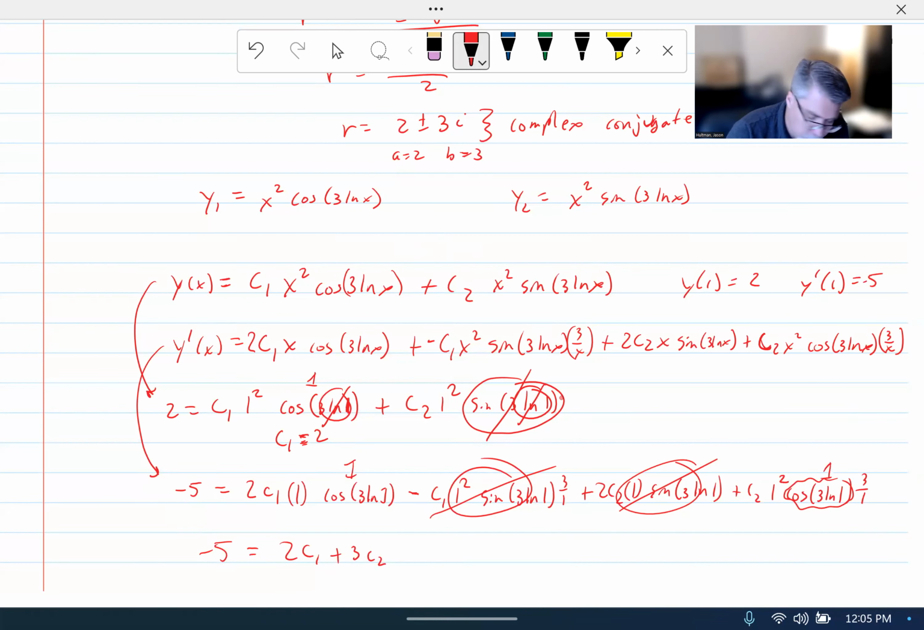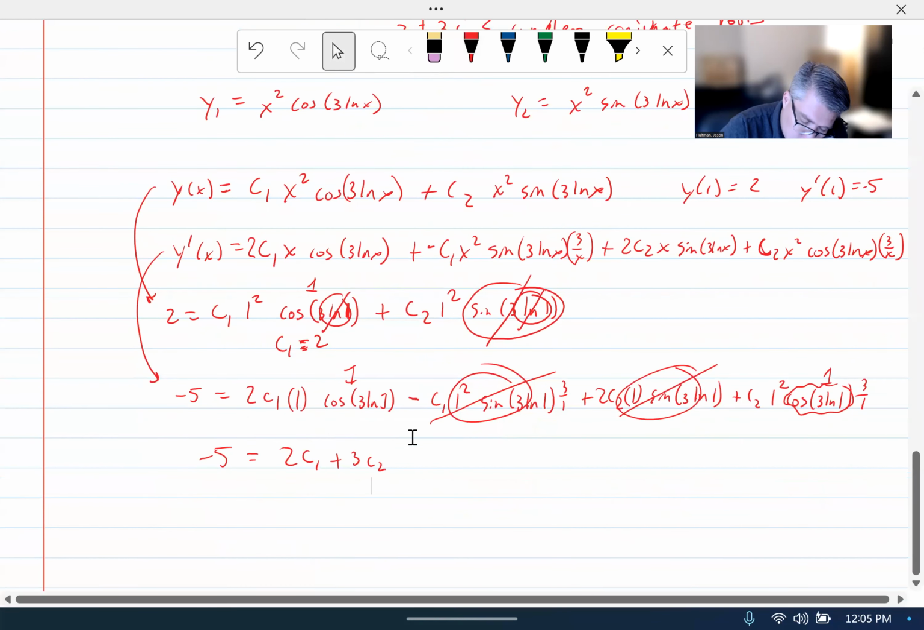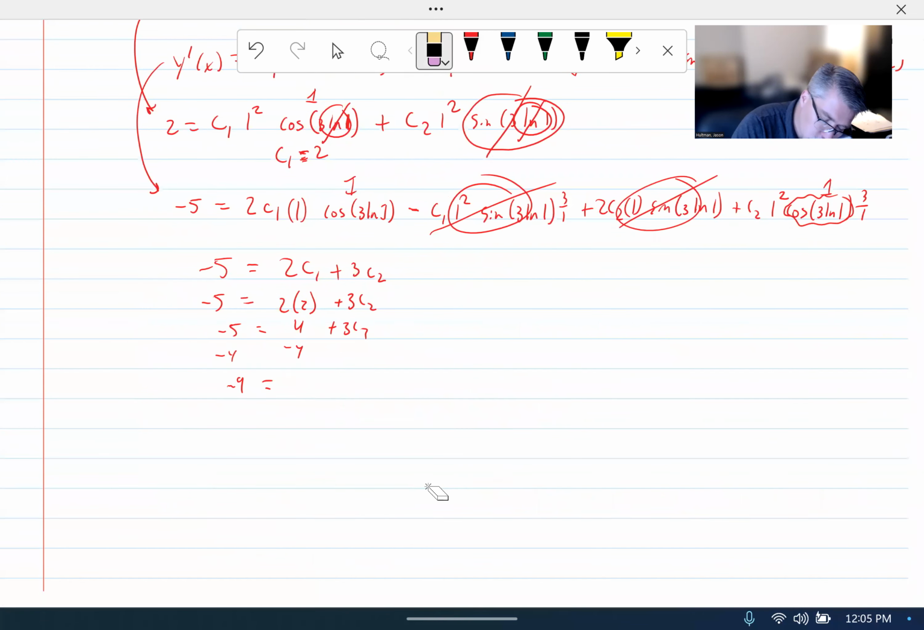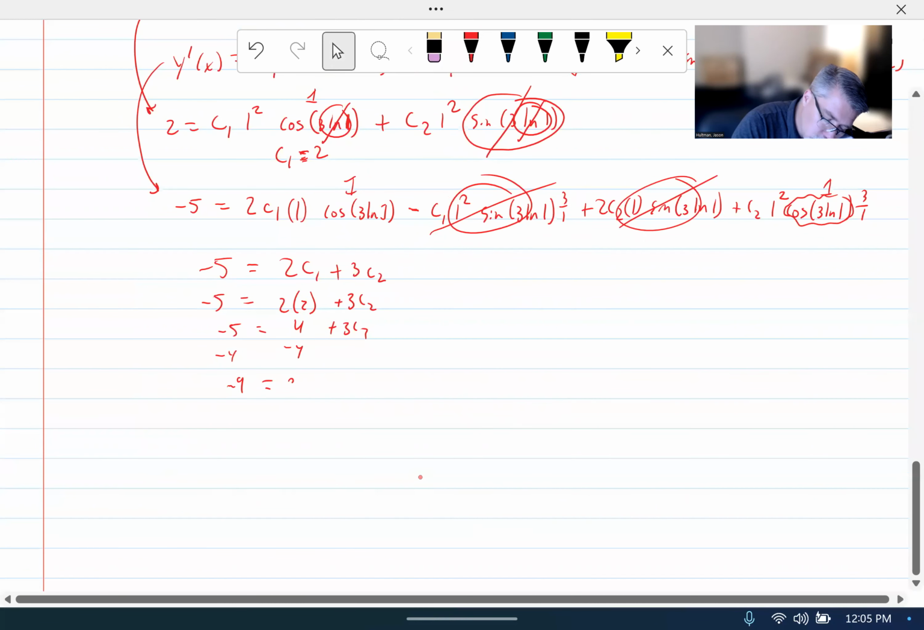So we know that C1 was 2, so let's just plug that in. 2 times 2 is 4. Negative 5 equals 4 plus 3C2. Subtract 4, we get negative 9 is equal to 3C2. Divide by 3, and we get C2 to be equal to negative 3.